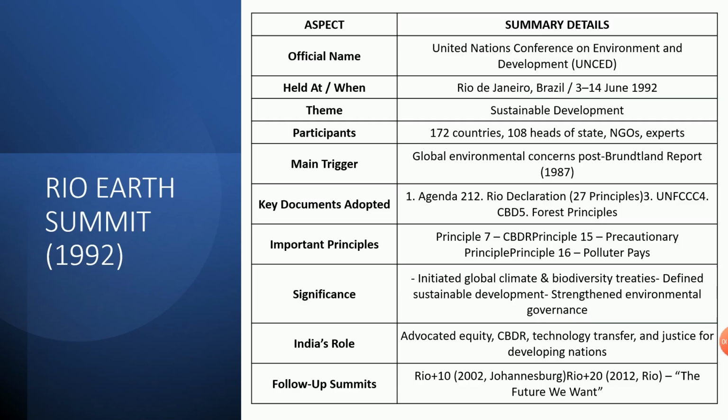Next is the Rio Earth Summit 1992. The official name is United Nations Conference on Environment and Development. It was held at Rio de Janeiro for the period of 3 to 14th June 1992. The theme is sustainable development. So these are the other things.